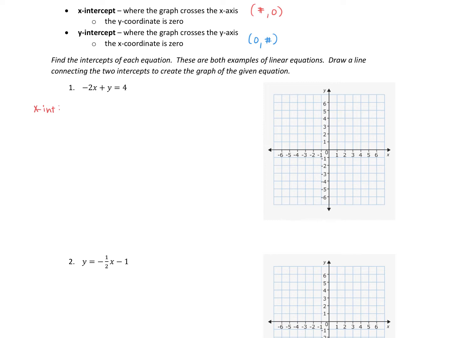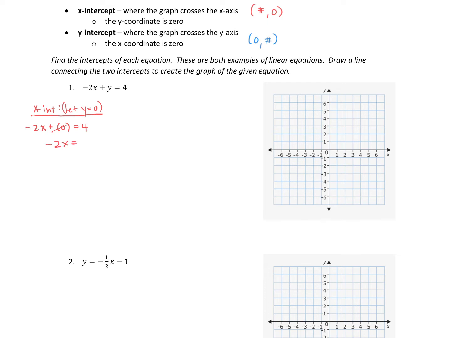To find the x-intercept, okay, we said that the y-coordinate is 0. That is always the case. So if you want to find an x-intercept, let y equal 0, right? So I'm going to take my equation that I have, negative 2x plus y equals 4, and I'm going to plug in 0 for y. And then I'm going to figure out what x is. So the plus 0, that just goes away, right?